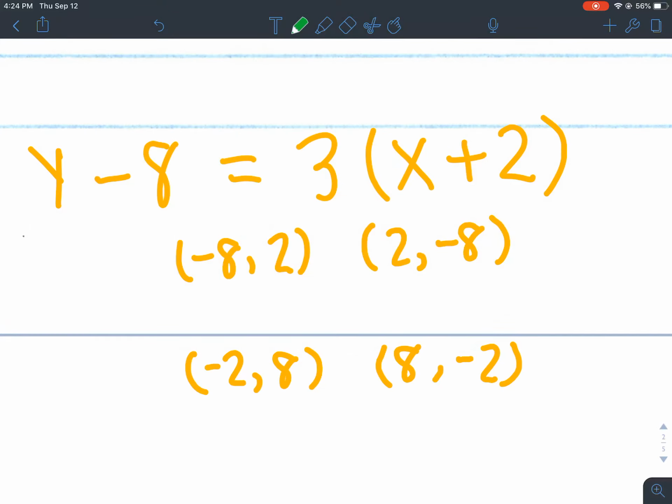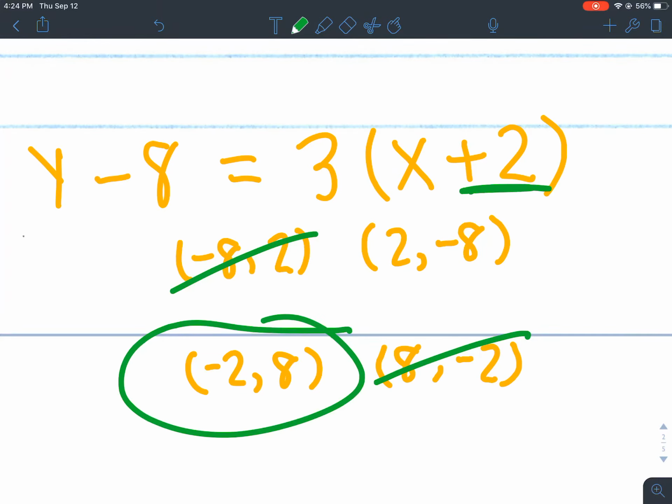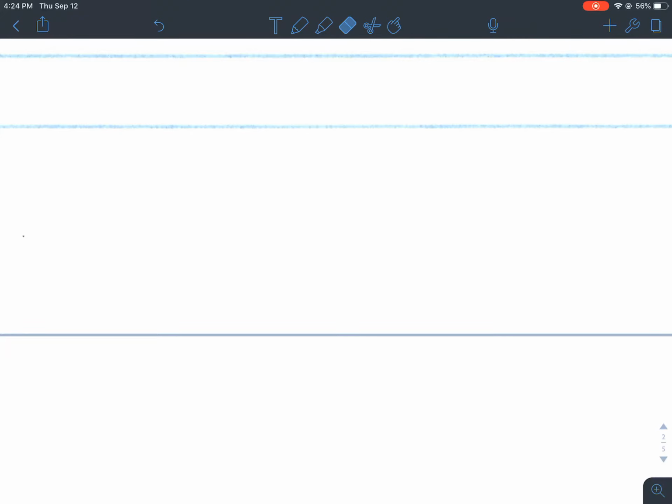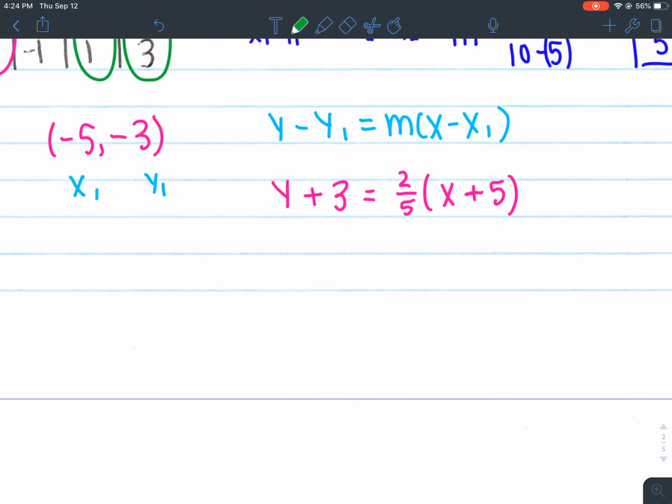Remember, your x value goes first in your point, right? So you're going to have the 2 part first. So these are not your answers. And then your signs are opposite. So your answer would be this, because it's going to be the opposite of a +2 and the opposite of a -8. All right, so we're going to be doing that when we're graphing. So that's something good to know.